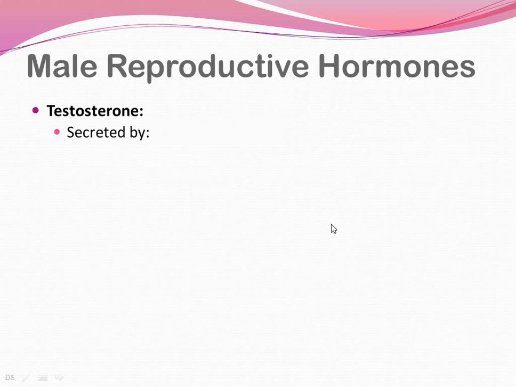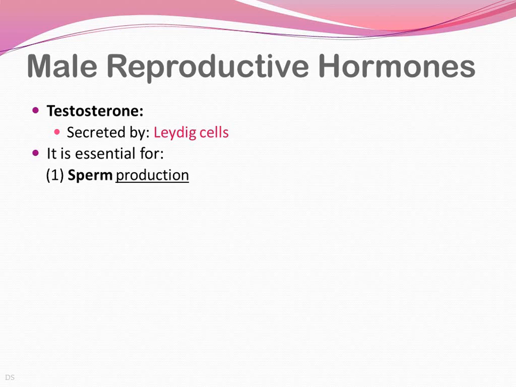Okay, last one and the major one, most important one, that is testosterone. I need an answer from you. You can pause the video and give the answer. Who secretes the testosterone? Yes, it is interstitial cells or Leydig cells. What is the function? It is essential for spermatogenesis to happen. Meiosis, the process of spermatogenesis, only happens if there is presence of testosterone. Without that, it cannot happen. So for sperm production, it is mandatory.